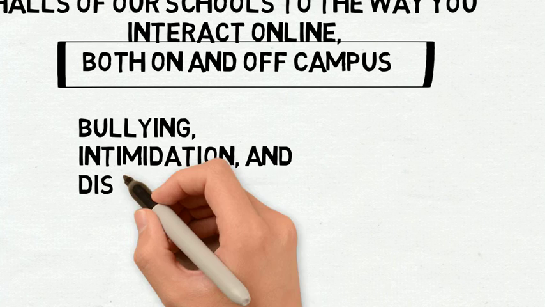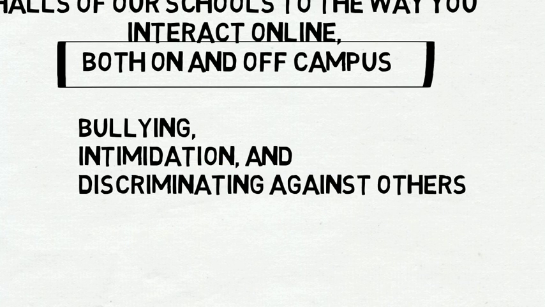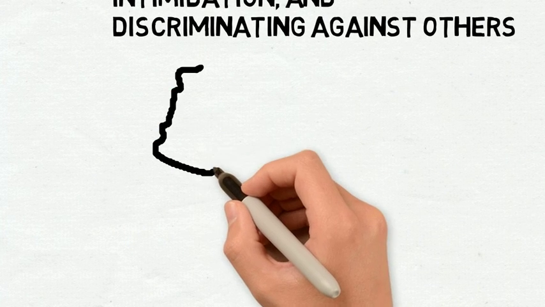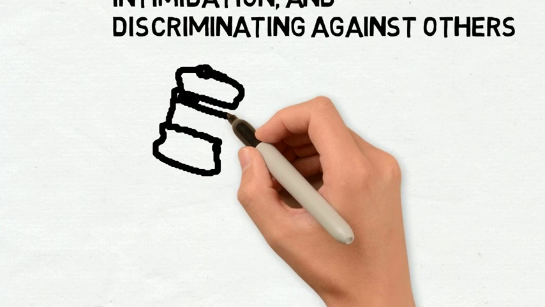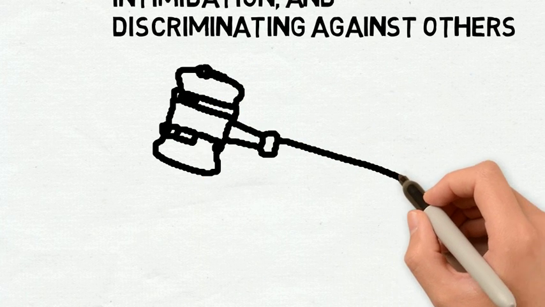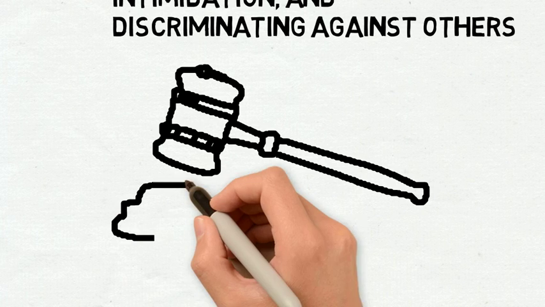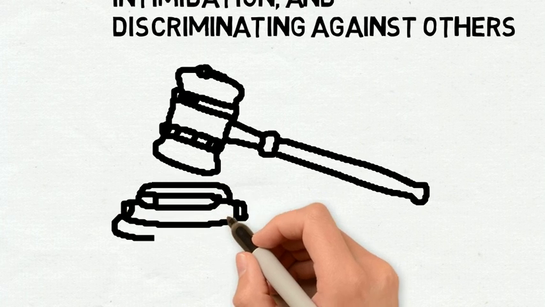This includes bullying, intimidation, and discriminating against others. If you see this happening, please let a faculty member know. Any issues such as these will lead to disciplinary actions and possible criminal prosecution under Maryland's Grace's Law against misuse of computer service.